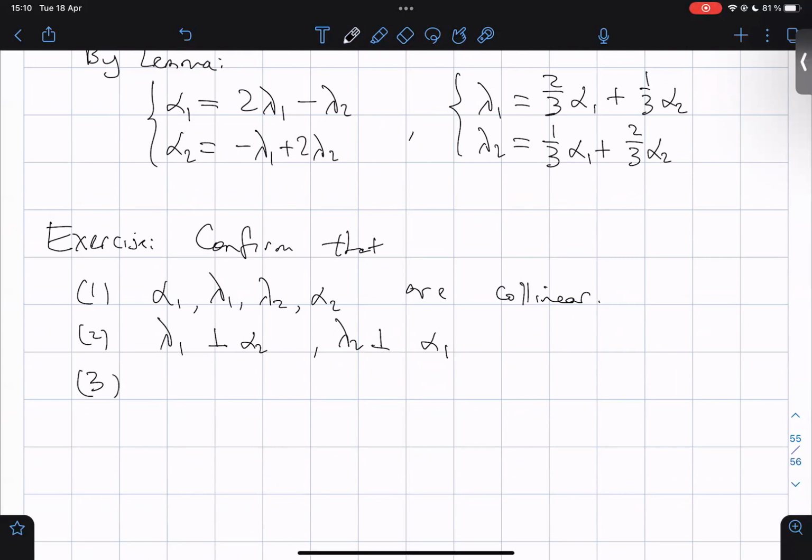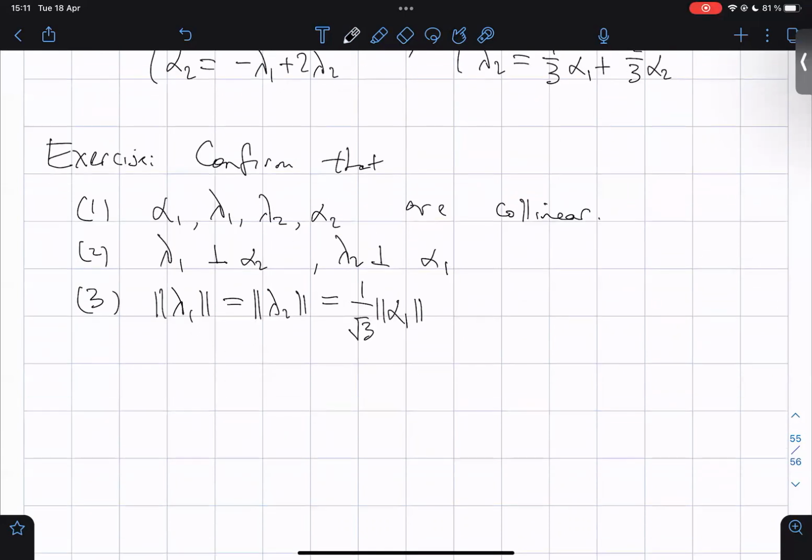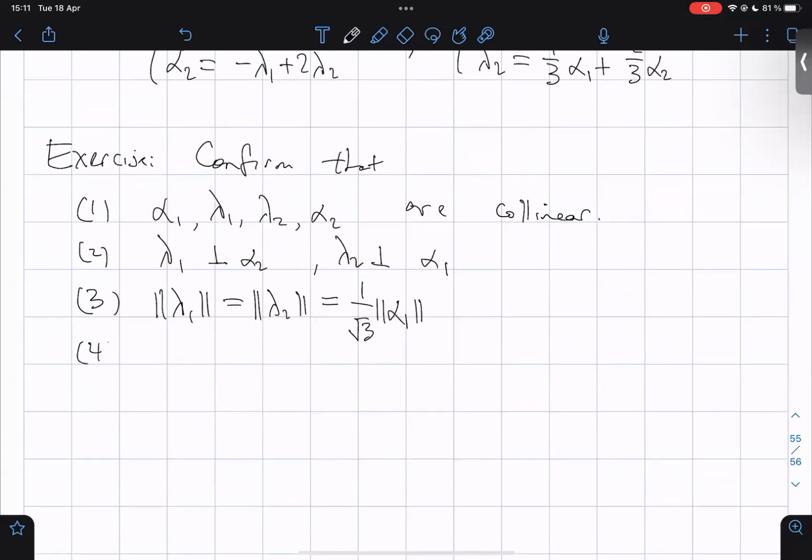You can use the pairing on alpha 1 and alpha 2 that we know written out in alpha 1 and alpha 2 language to figure out what the inner products, what the values of the pairing are on lambda 1 and lambda 2. So the length of lambda 1 is the same as the length of lambda 2. And that's 1 over square root of 3 times the length of alpha 1. So a little bit about the geometry to fill in, some little exercises here.